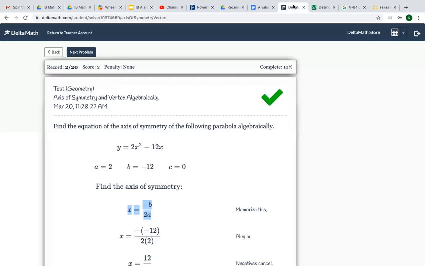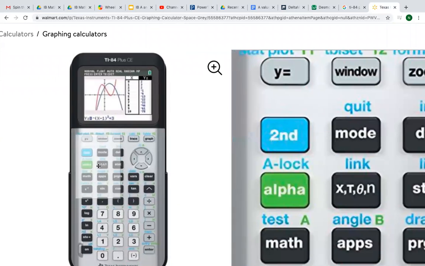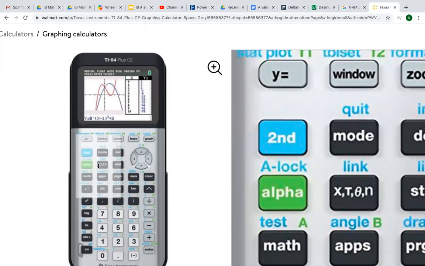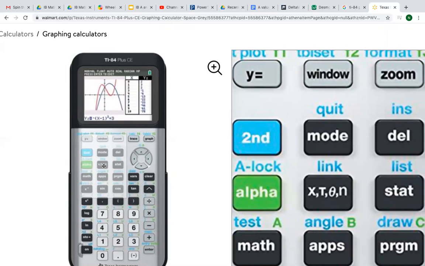So let's say you wanted to type this equation here. You would start by typing the negative, and then next to the green alpha button, there's one that says X,T,theta, to the right of the green alpha button. Do you see it? Yes, I did that. So you'll use that X button.